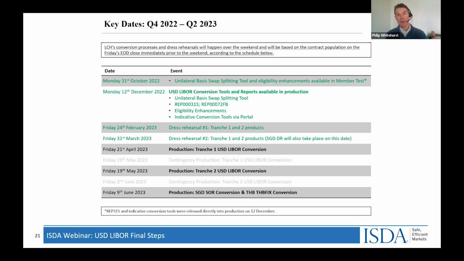As I've mentioned, in the weekend after next, we have tranche 1. The weekend of the 20th, 21st of May, we have tranche 2. That's most of the products that we have cleared at LCH. And then we have a Singapore dollar and Thai baht conversion. Those rates, as many of you will know, are dependent on dollar LIBOR, so they cease also on the 30th of June this year. So we need to convert those products as well.